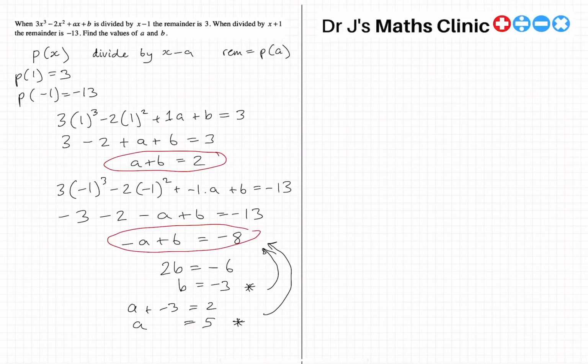So we've got our solutions. A is 5 and b equals negative 3. And we're done.